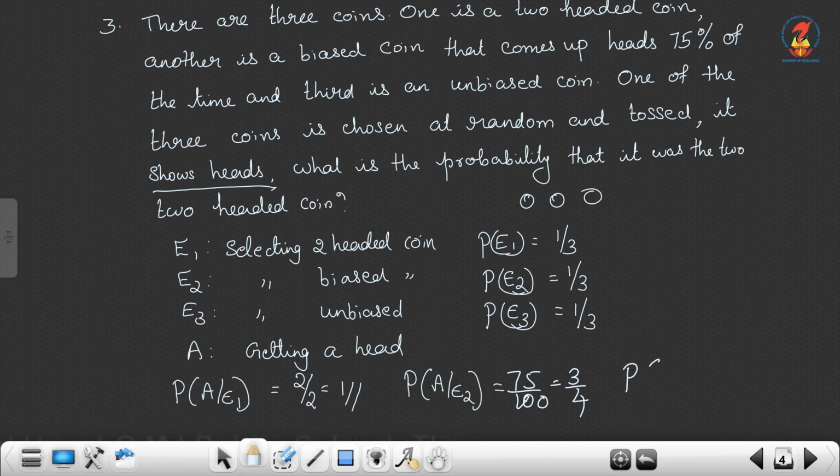Now what is P of A given E3? E3 means unbiased coin. Selecting unbiased coin, then toss it, then what is the probability of getting a head? One side head, one side tail. So getting a head means 1 out of 2.